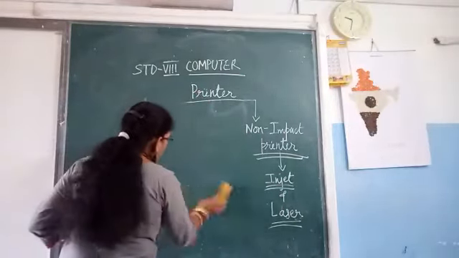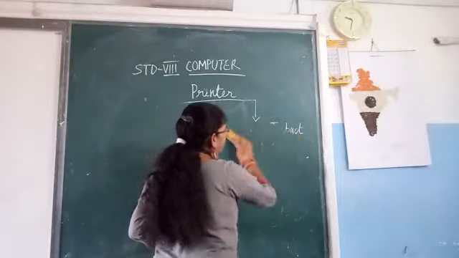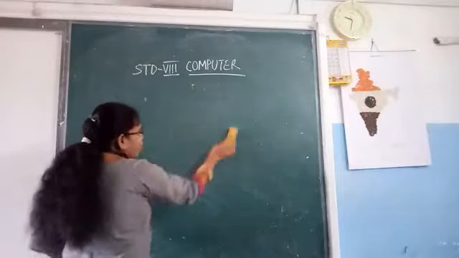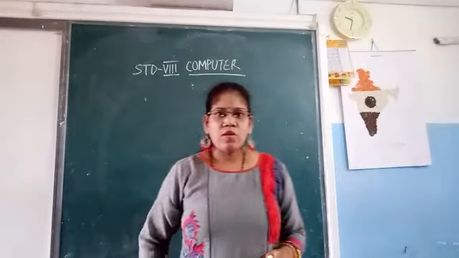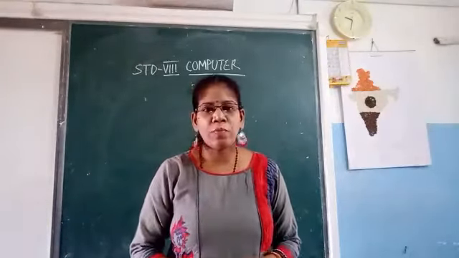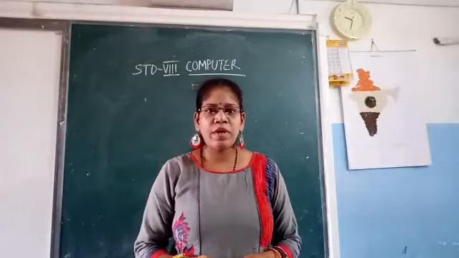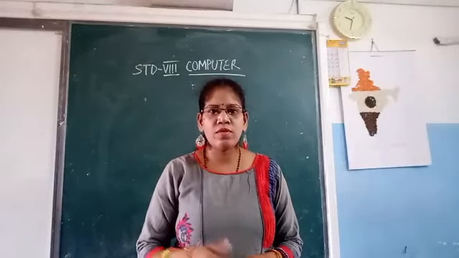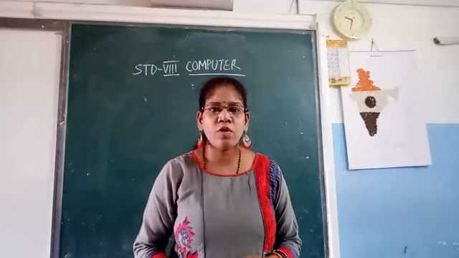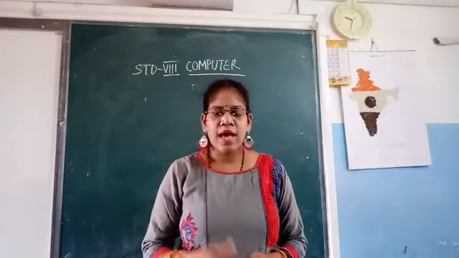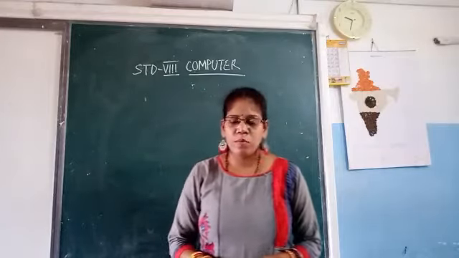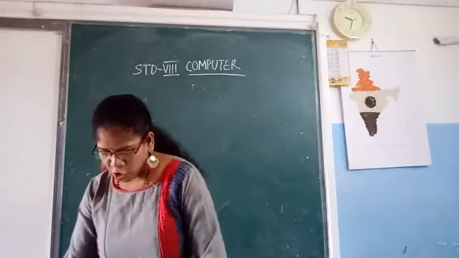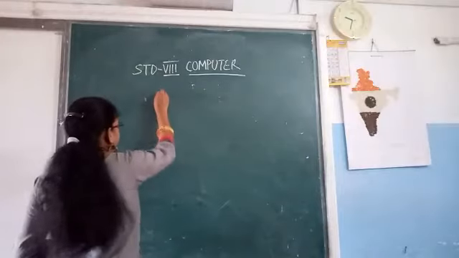So what is a dot matrix printer? I think you already know how to take out print. Go to file, click on print, then according to the print preview you can do it, and click on the print option and OK. I will show you practically how to take out print. But let us now know what we mean by dot matrix printer.